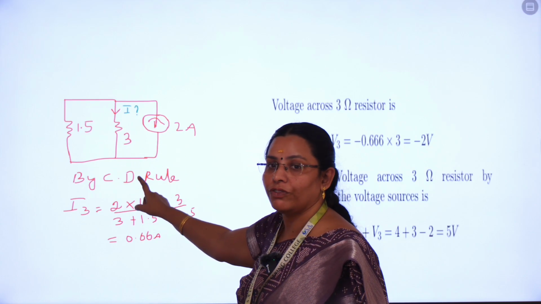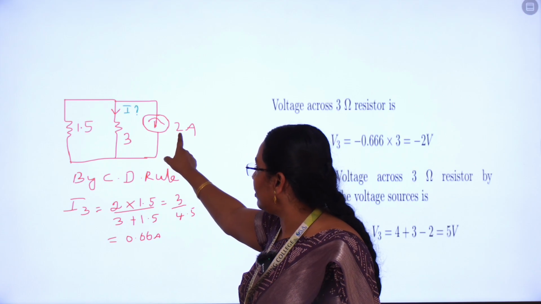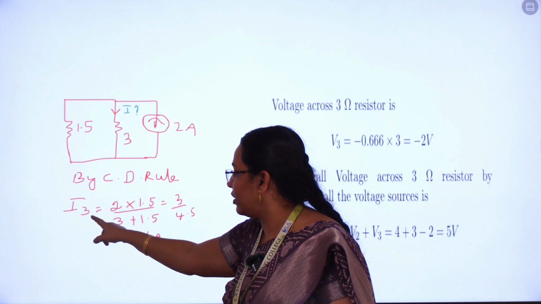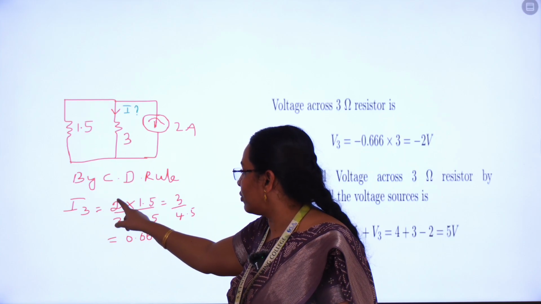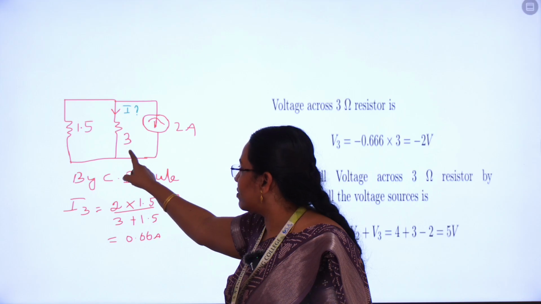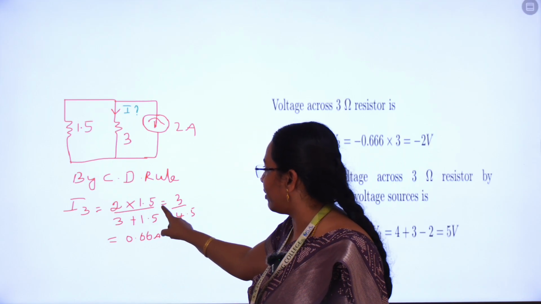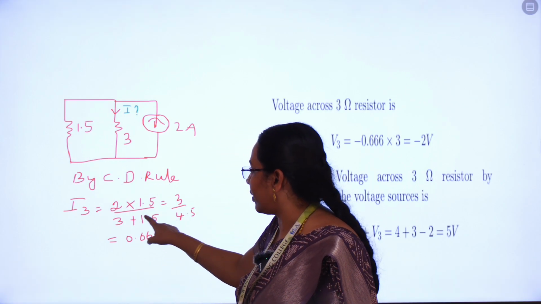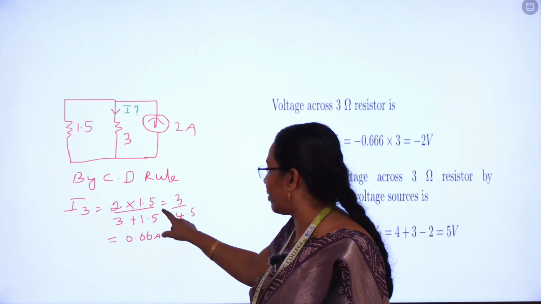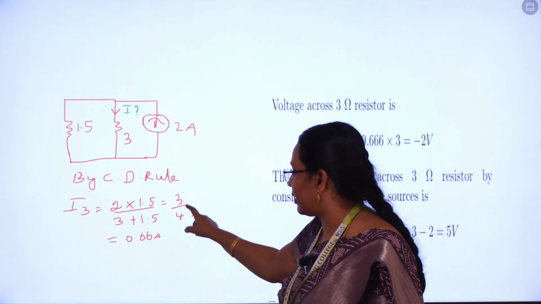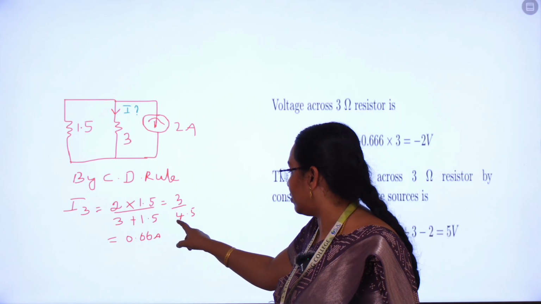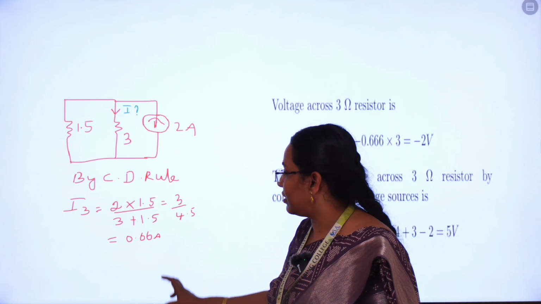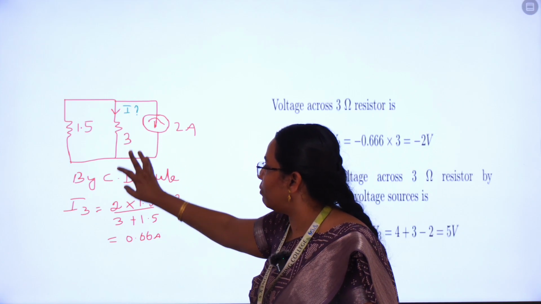Simply, we can go for the current division rule. Total current 2 amps. So I3, that is the current flowing through the 3 ohms, is equal to the total current 2 into, what is the opposite resistance for 3? That is nothing but 1.5. So 2 into 1.5 divided by 3 plus 1.5, that is the total resistance. 2 into 1.5 is nothing but 3, and 3 plus 1.5 equals 4.5. We are getting 0.66 amps. This is the current flowing through the 3 ohm resistor.